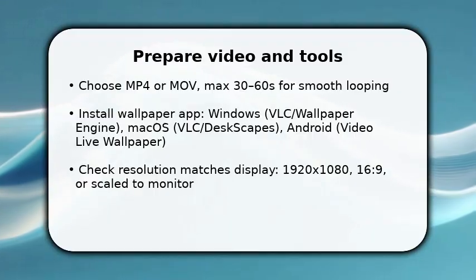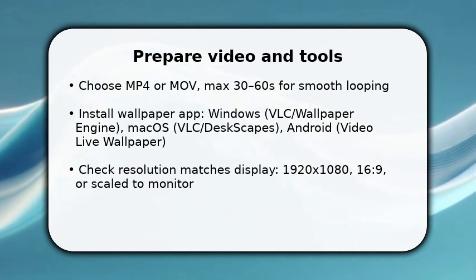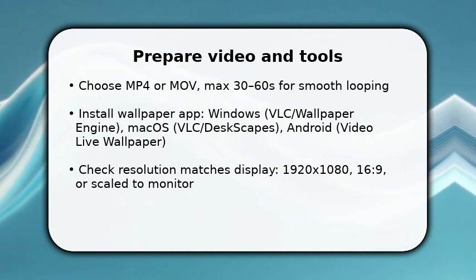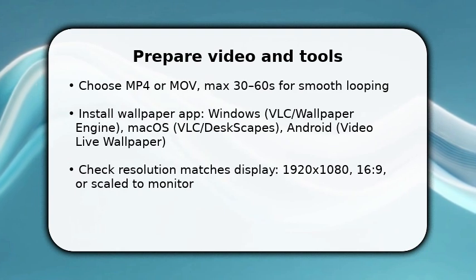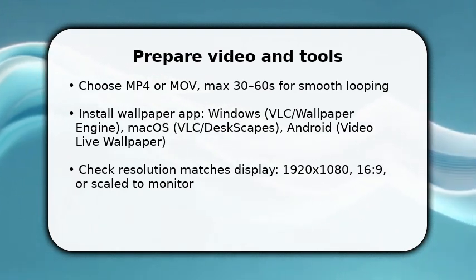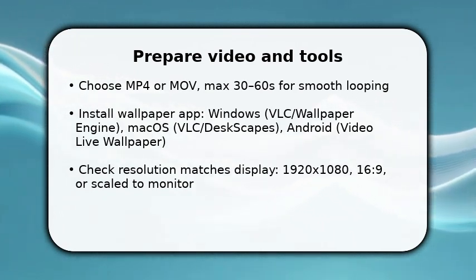You start by selecting a short, high-quality clip and the right tool. Pick MP4 or MOV, crop to 30-60 seconds for seamless loops. Once chosen, install a wallpaper app compatible with your OS: Wallpaper Engine or VLC on Windows, a live wallpaper app on Android, or a screen utility on macOS. Make sure the video resolution matches your display to avoid stretching.